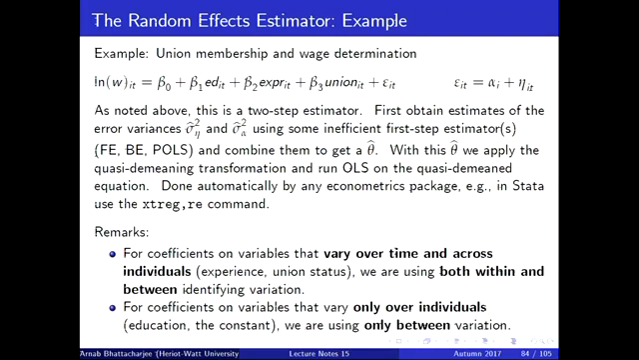Okay? So for the coefficients on variables that vary over time and across individuals, for example, experience, union status, you are using both within and between variation. Okay? However, for variables that only vary across individuals, for example, education, you are using only between variation, right? So that is what random effects provides.